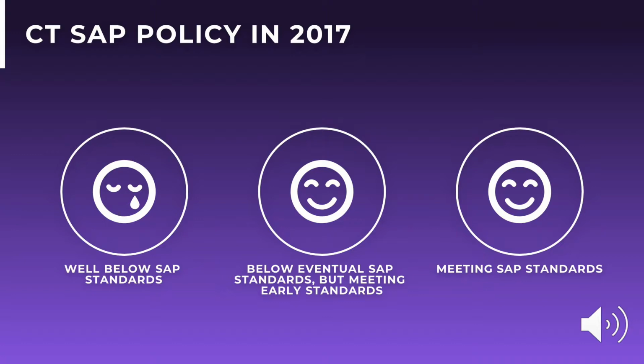The new statewide community college SAP policy in Connecticut was progressive, meaning that students did not need to reach the 2.0 GPA and 2/3 completion pace until later in their academic career. Earlier in their career, if they met certain lower GPA and completion pace standards, they would maintain aid eligibility.